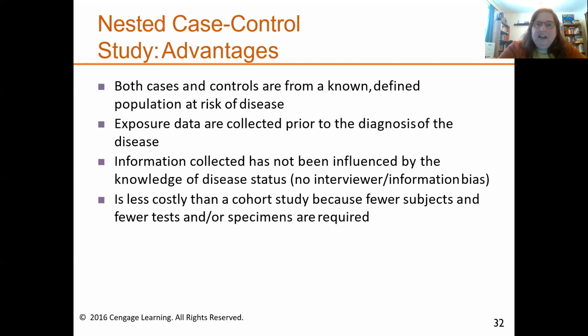Again, this kind of almost sounds like a cohort study. So why are we calling it a nested case control? Again, think about the direction.